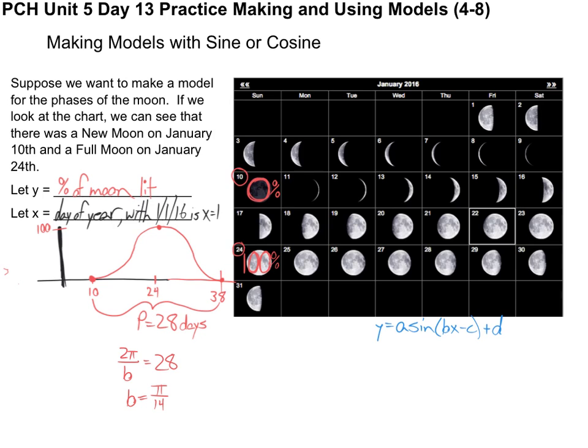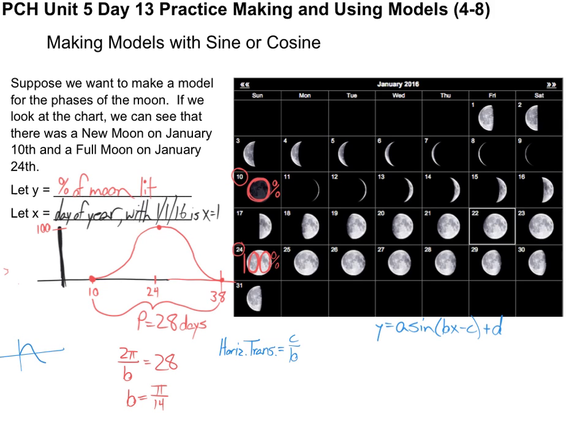The horizontal translation. What is the horizontal translation? It's C over B, but that's not 10. We don't have c. Where is our sine curve going to start? Sine typically does start at 0, but here it's starting at 10. It's not shifted 10 units to the right.